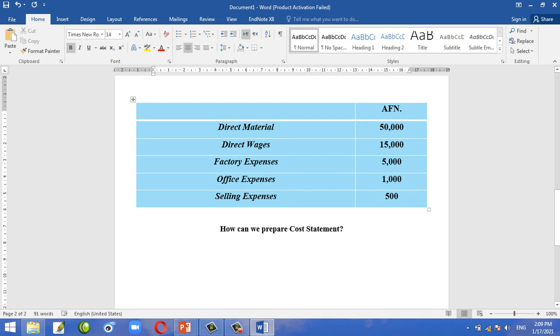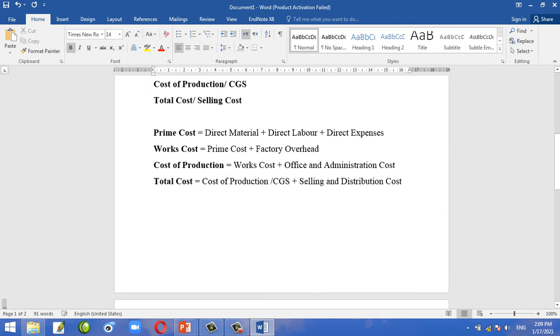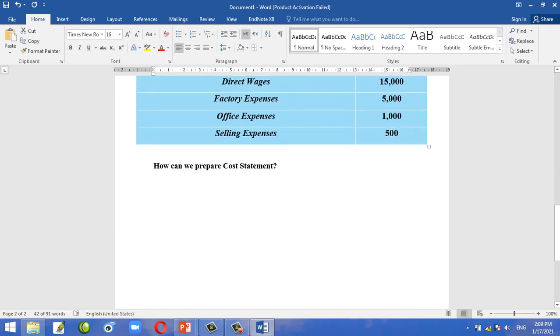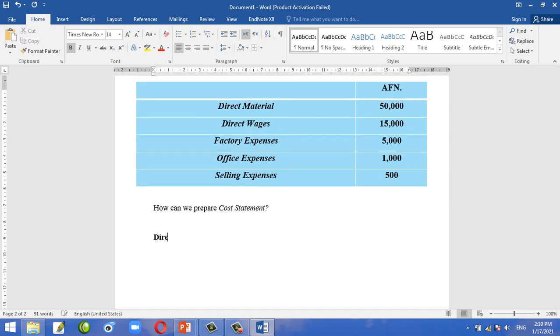So guys, above is the example of the costs. Right now we can find the total cost, or we can divide them into different categories. Based on this formula, we are preparing the cost statement. The first one: if you remember, DM, direct material, plus direct labor plus direct expenses is equal to prime cost.